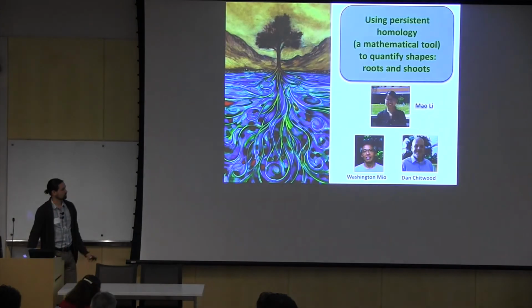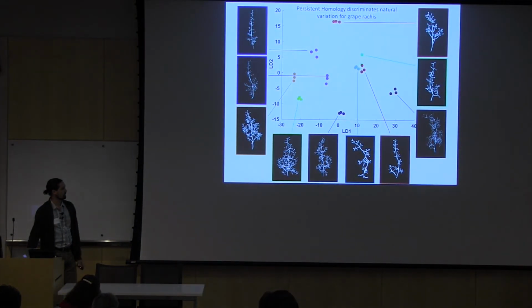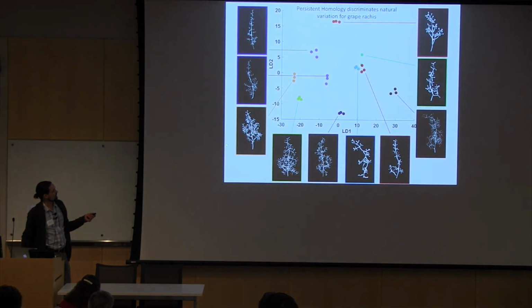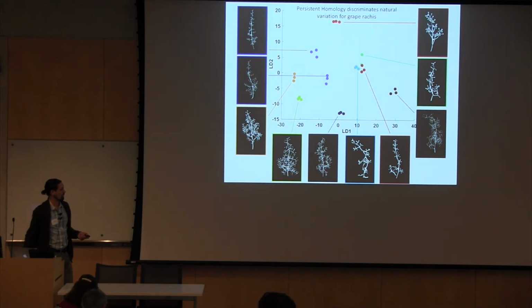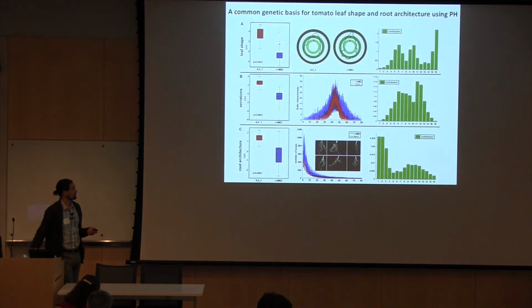I won't have time to explain a mathematical technique that we're using similarly, but I'll show you some cool grape rachises. So we can use this mathematical method to capture comprehensive phenotypes. This is from the USDA collection. Jason Londo, who's USDA and also here at Cornell. This represents grape genetic diversity, and just to show you, with this mathematical method, we can actually discriminate different grape rachis architectures very well. We're hoping to use this now for root and shoot whole plant architectures.